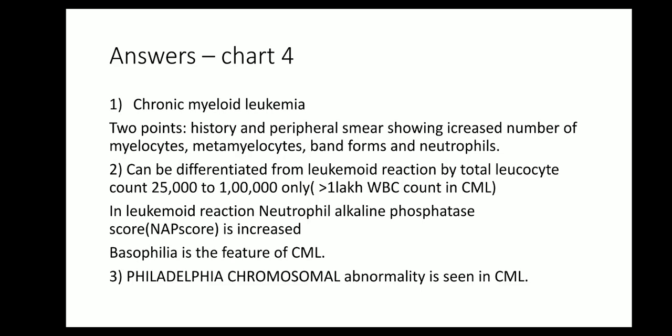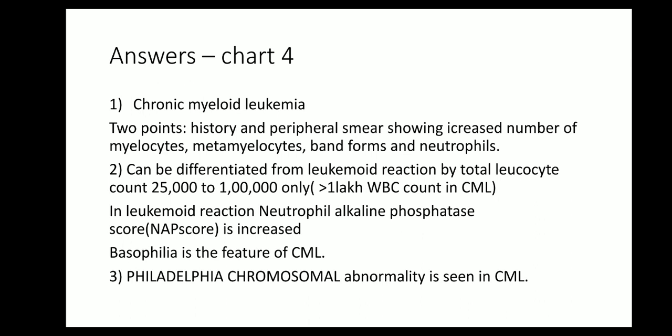First question, based on history and peripheral smear examination, the diagnosis is chronic myeloid leukemia because the peripheral smear shows increased number of myelocytes, metamyelocytes, band forms and neutrophils and basophils. It can be differentiated from leukemoid reaction because total count in leukemoid reaction can be 25,000 to 1 lakh, whereas it is more than 1 lakh WBC count in CML.